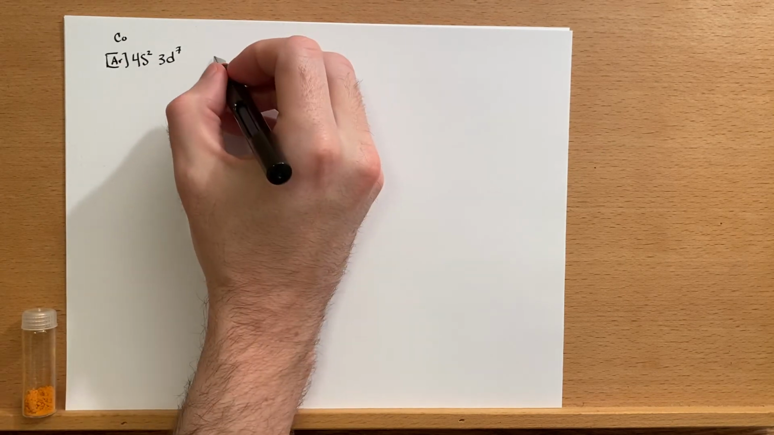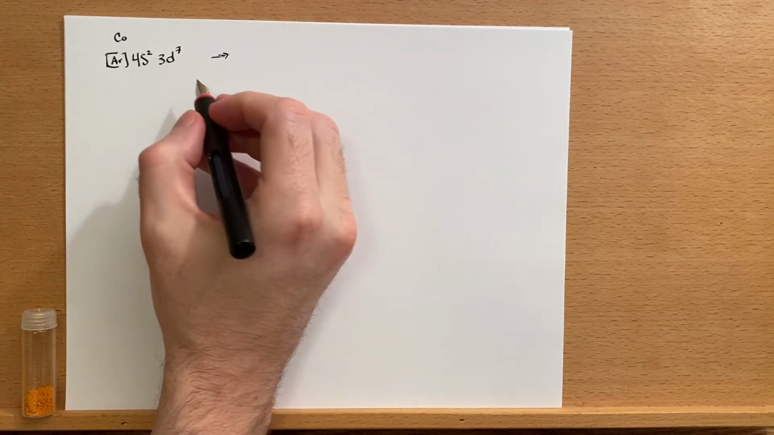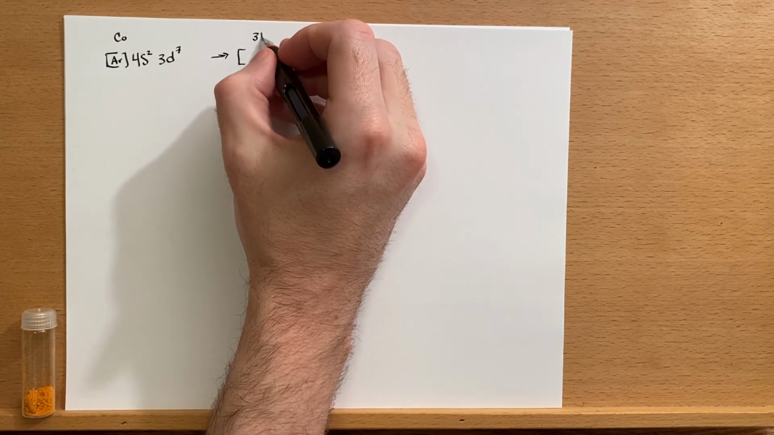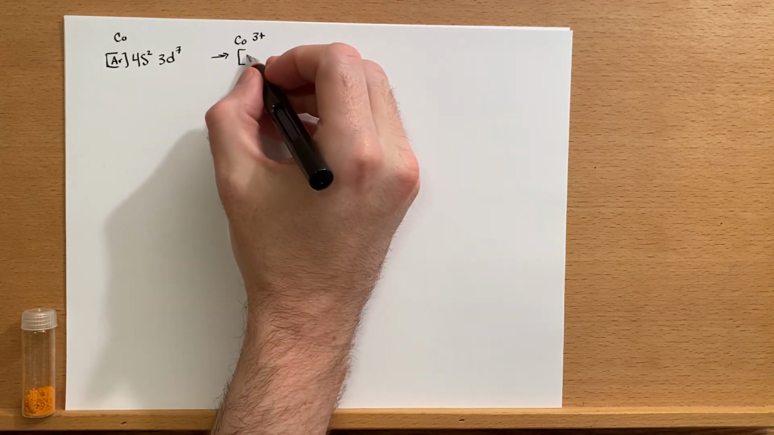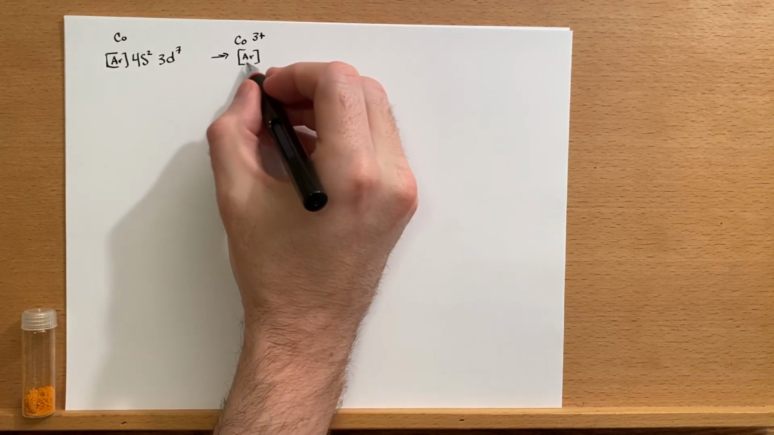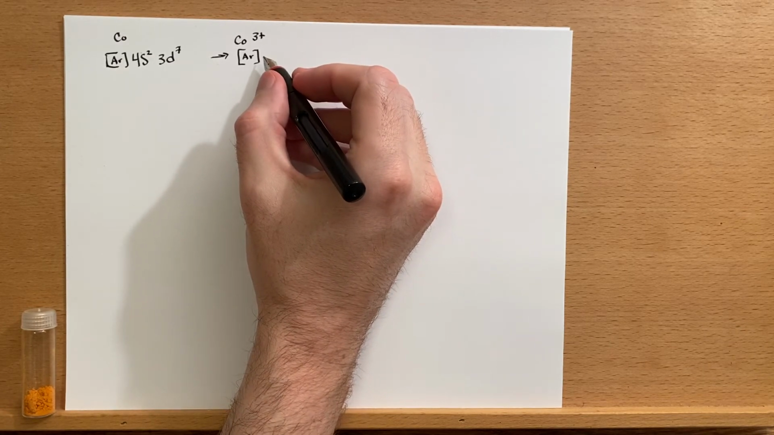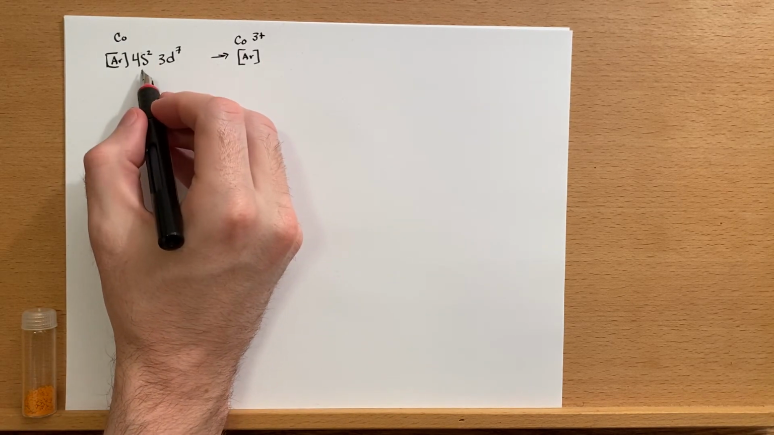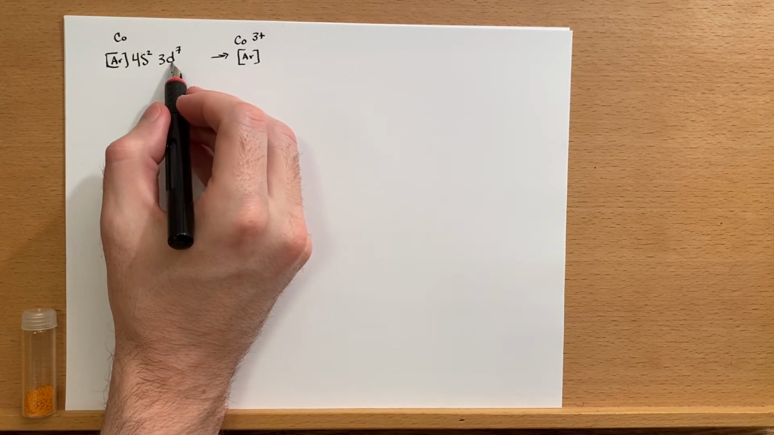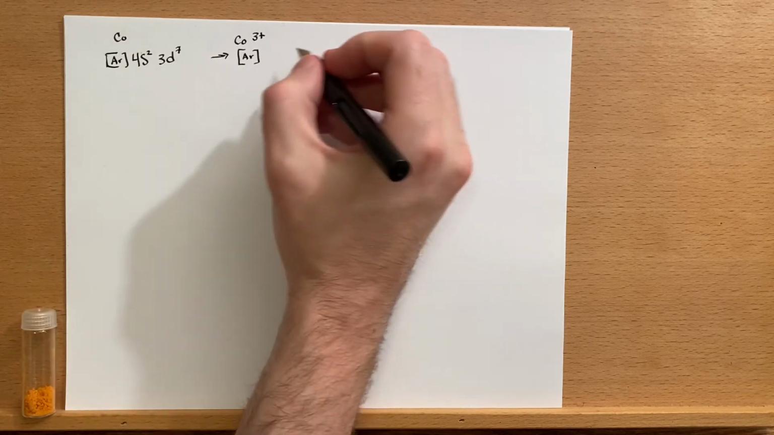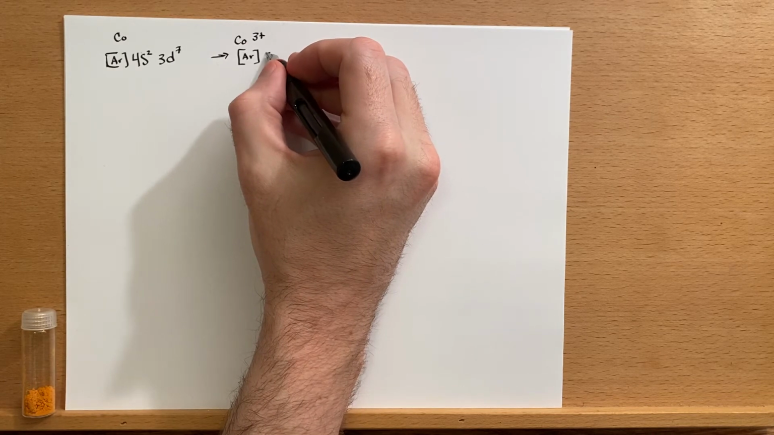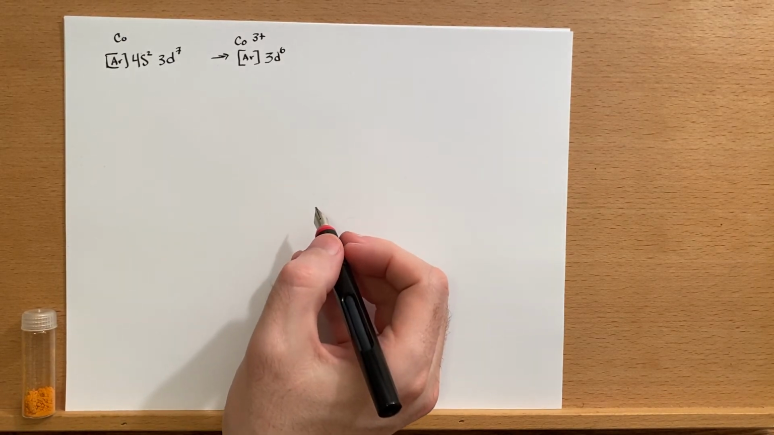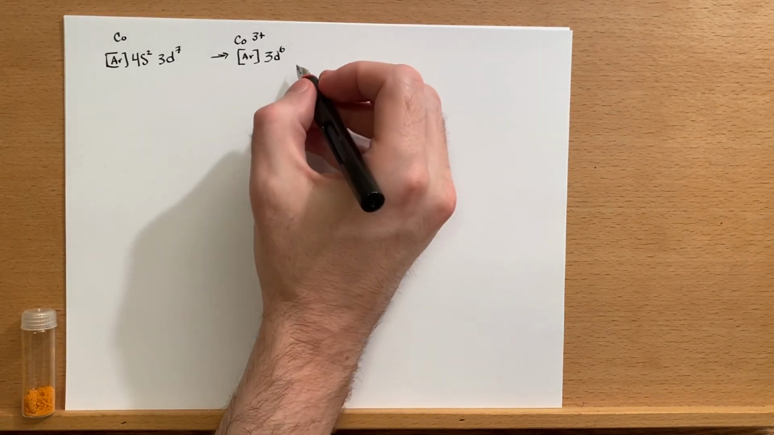Now, we just have to remove 3 electrons to get to our cobalt 3 plus configuration. So not dipping into any of those lower, non-valence electrons. And then we're going to lose the 4s orbital electrons, and we're going to lose 1 d orbital electron. So that will leave us with a 3d6 configuration.